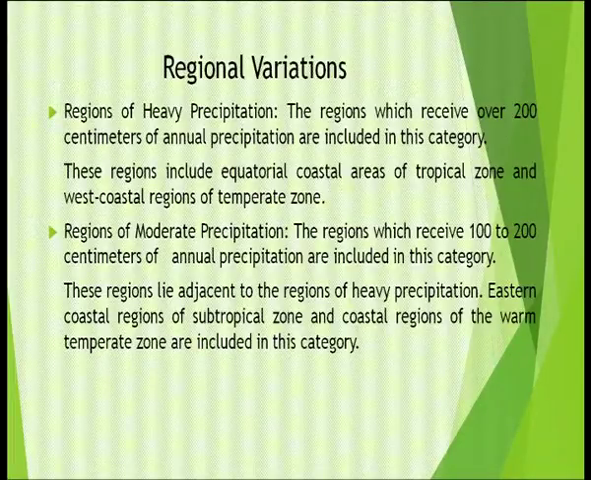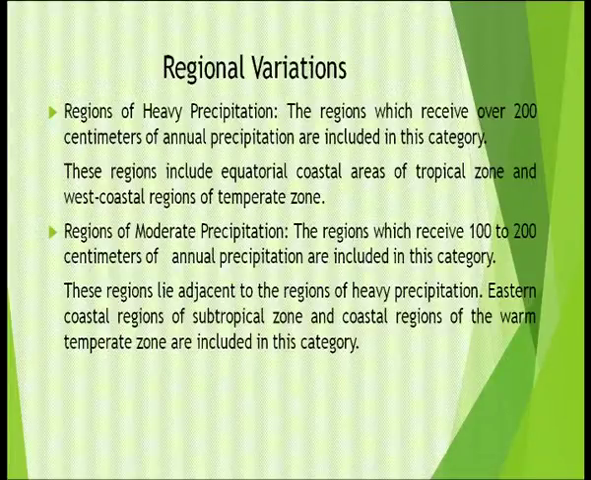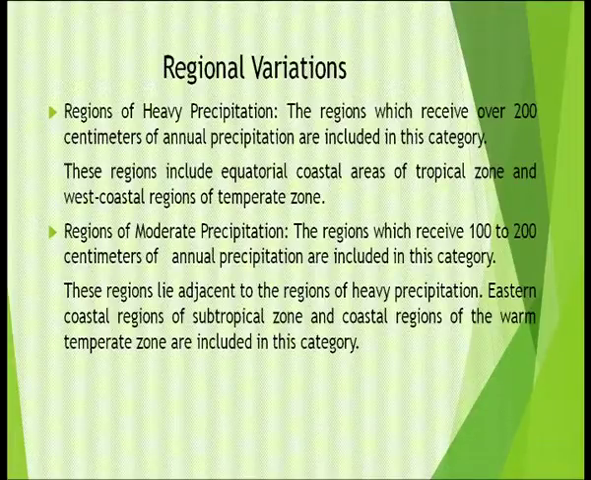Regions of moderate precipitation. These regions which receive 100 to 200 centimeters of annual precipitation are included in this category. These regions lie adjacent to the regions of heavy precipitation. Eastern coastal regions of subtropical zone and east coastal region of the warm temperate zone are included in this category.